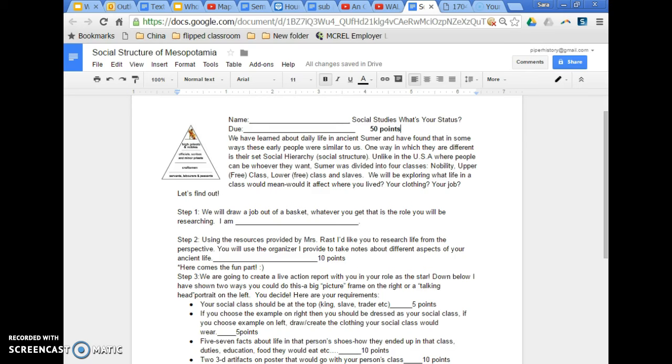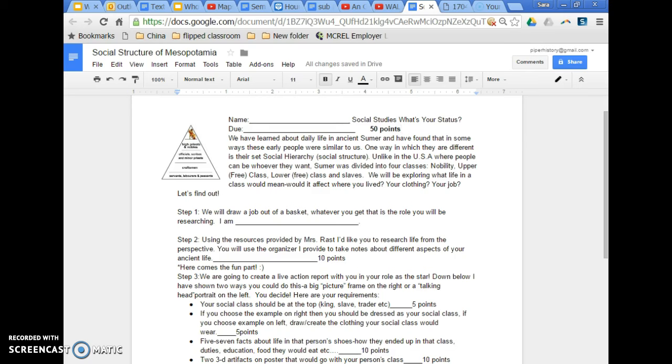And that means that everybody was divided into a class, and unlike in the USA where you could become a millionaire all the way down to the bottom of the economic status, here in Mesopotamia, your social class was pretty much predetermined when you were born, and you didn't really have a chance to move.